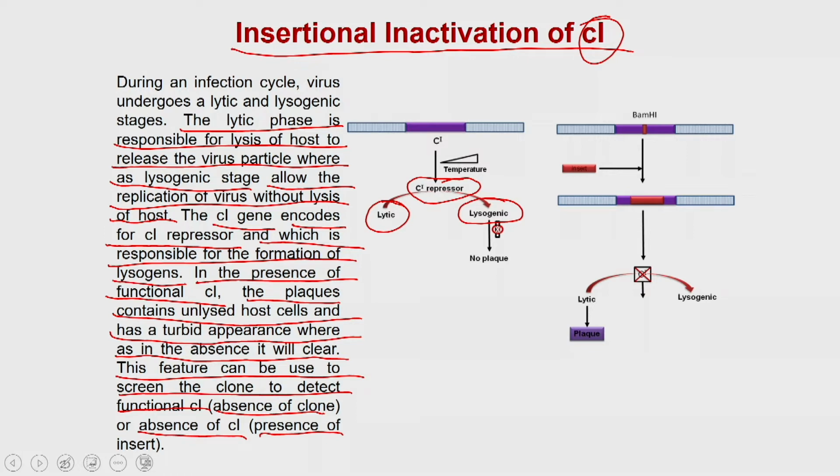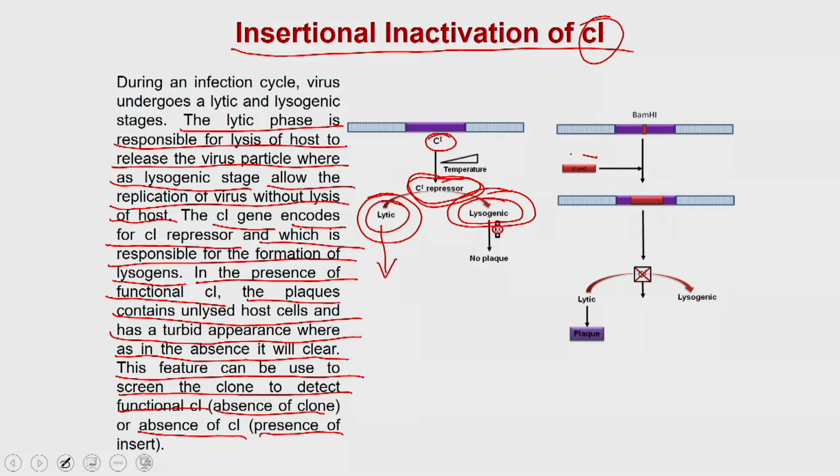So, you can imagine that CI is a repressor which controls the activity of the virus between the lytic phase and the lysogenic phase, and the lytic phase is responsible for the lysis of the host cells, and that is how it is going to produce the plaques, whereas the lysogenic phase allows the viruses to replicate within the host cells without forming the plaque.